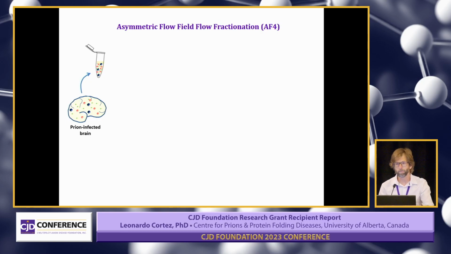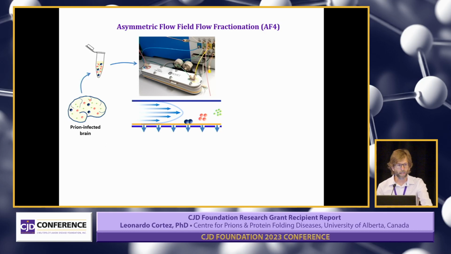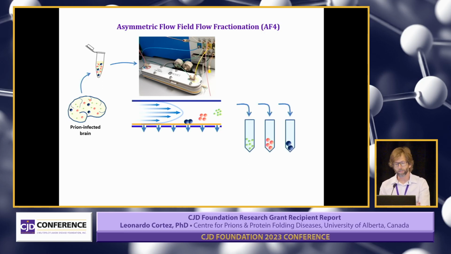But if we want to have a better picture of what is happening in the brain, and that is important to understand better the disease, it would be ideal to separate different populations of prions that share similar properties. And that's a complex task. But in our lab, we have a method called asymmetric flow field-flow fractionation, or AF4, that allows us to separate different populations of prions based on their size. So we can put in different tubes prions of different size and analyze them individually.